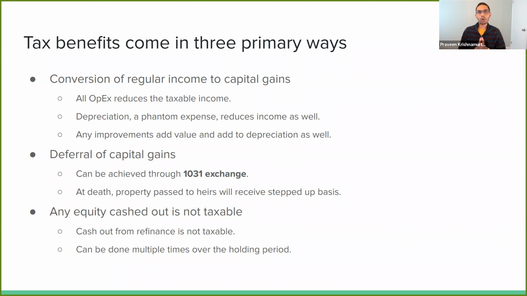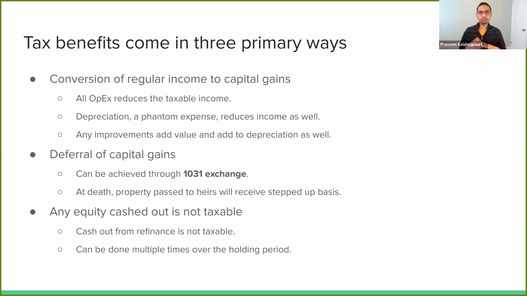Firstly, all operational expenses reduce your taxable income. The next thing is depreciation. It's a phantom expense. Remember that you're deducting the value of a property over its lifespan. It's not something that you're paying out of pocket. It's a paper expense or a phantom expense. That also reduces your taxable income.